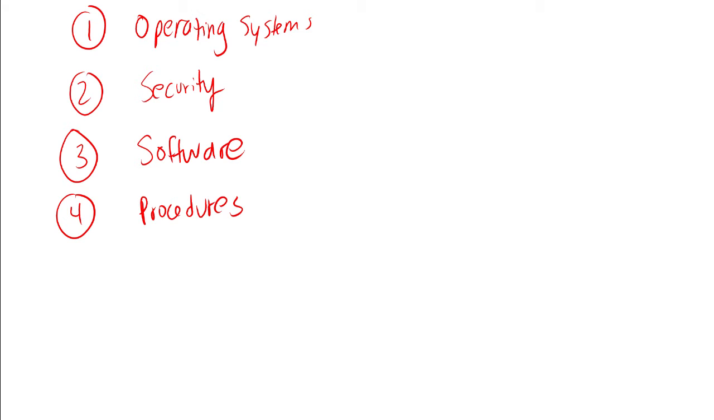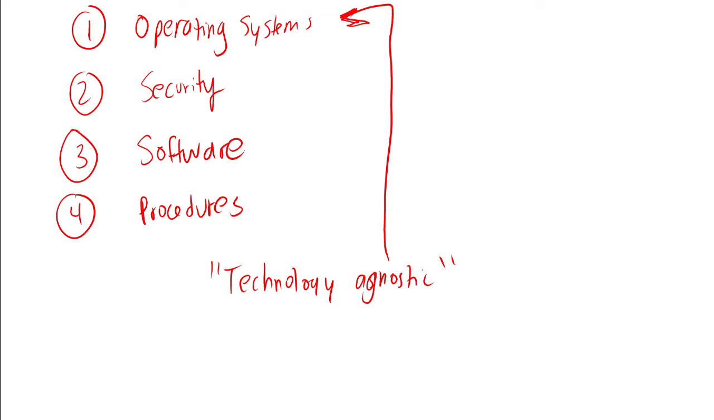What we mean by that is, this course is what we call technology agnostic. So it doesn't favor any particular brand or company or product, but in reality, we talk a lot about Windows, and we're going to talk a little bit about Apple, and a little bit about Linux.